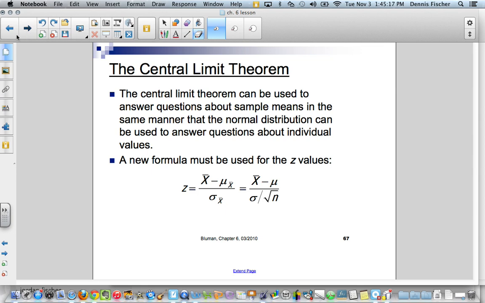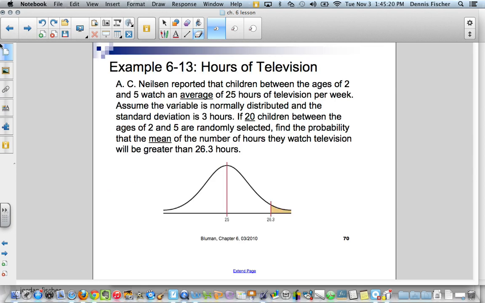So when a problem looks like this, I'm going to come up with a problem. A.C. Nielsen reported that children between the ages of 2 and 5 watch an average of 25 hours of television per week. Assume the variable is normally distributed and the standard deviation is 3 hours. If 20 children between the ages of 2 and 5 are randomly selected, find the probability that the mean of the number of hours they watch television will be greater than 26.3. What is the difference between this problem and the problems we were doing before?